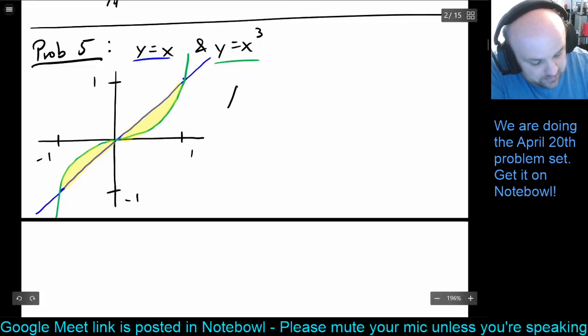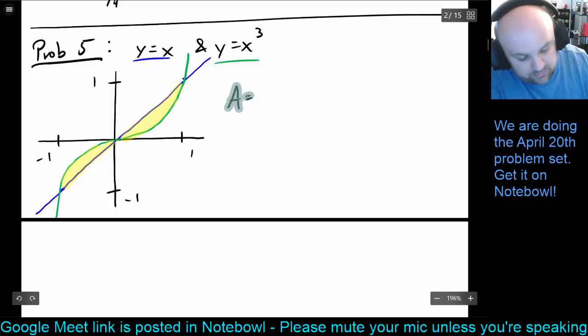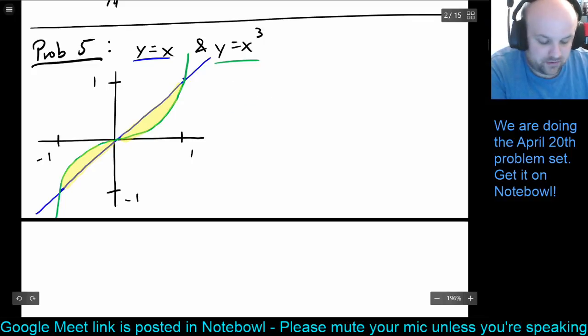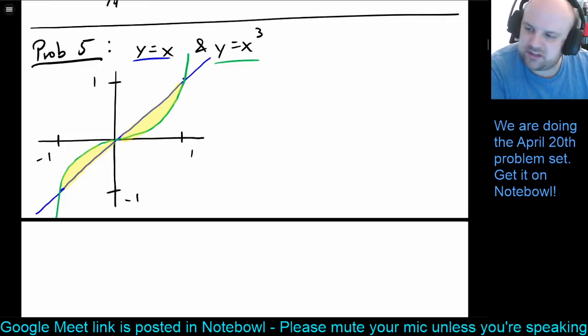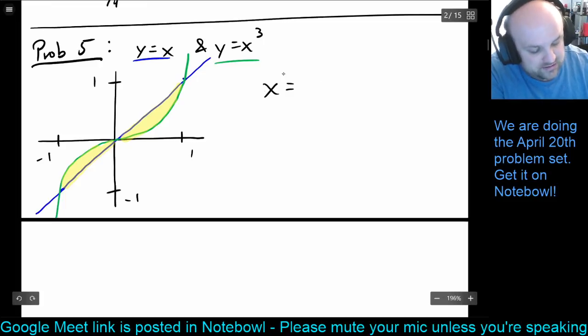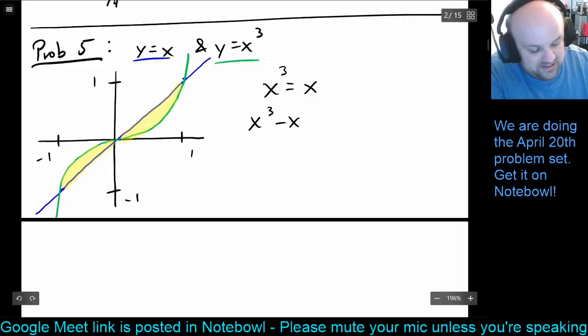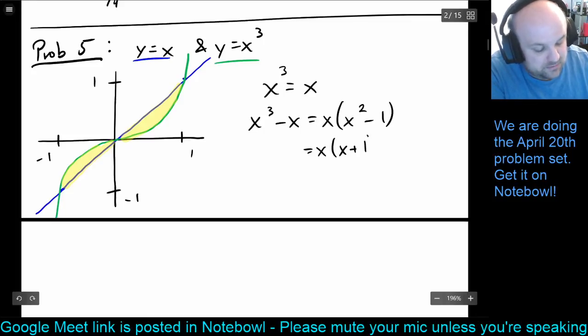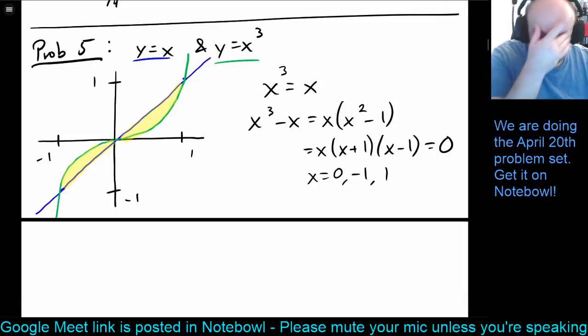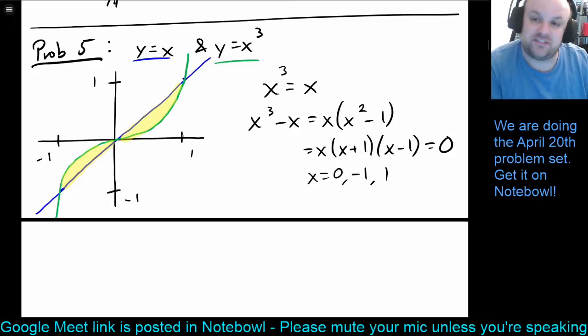All right, so A, the area. Oh, sorry, we first need to find where these intersect. So this probably isn't too difficult to do, but let's go ahead and do it. I'm going to write them in this way. x cubed equals x. So x cubed minus x, which we can factor as x times x squared minus 1, which can factor as x plus 1, x minus 1 equals 0. So here we go. We see x is 0, minus 1, and 1. So that corresponds to these three intersections here.